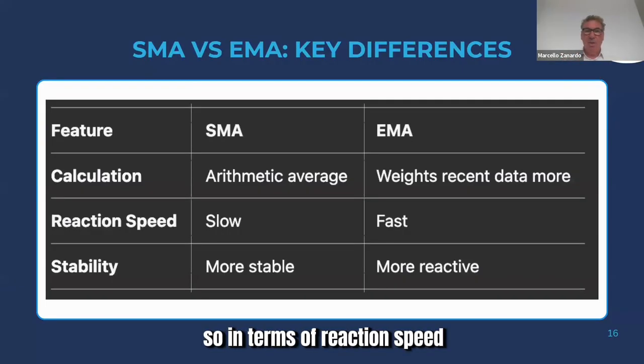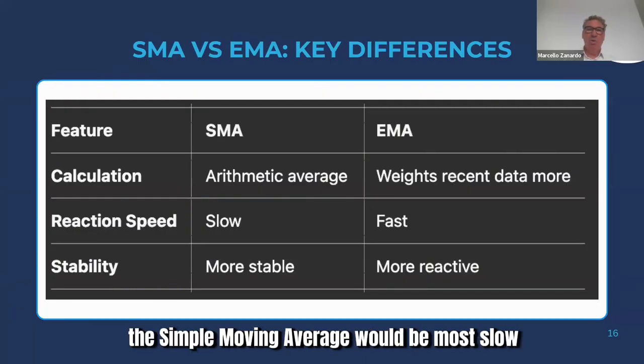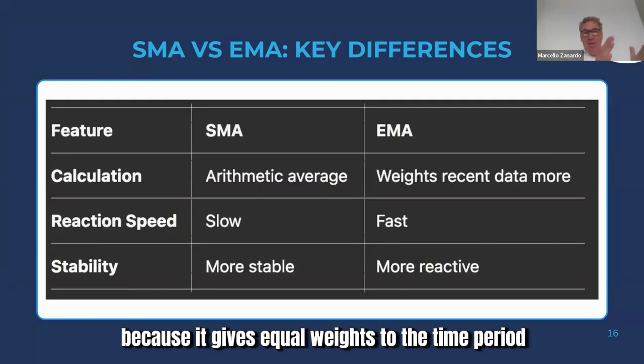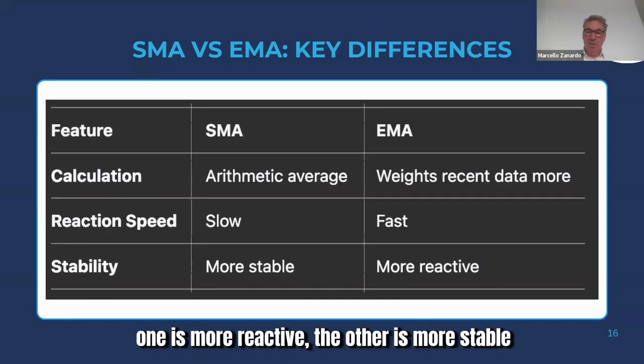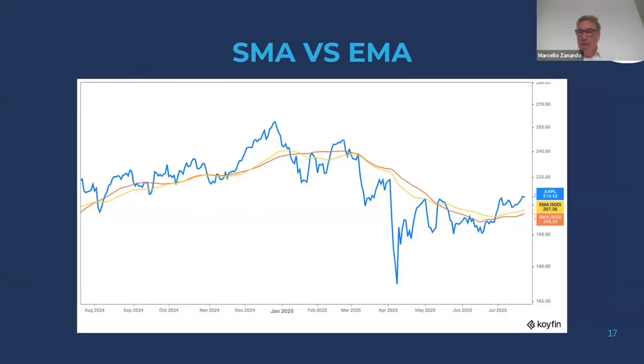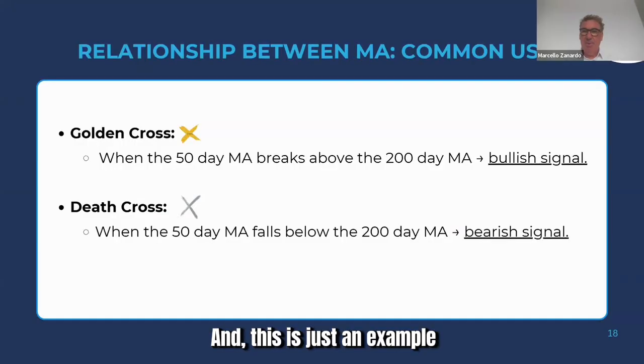So in terms of reaction speed, the simple moving average will be slower because it gives equal weights to the time period, whereas the EMA would be faster. Obviously, you have pros and cons. One is more reactive, the other is more stable. And this is just an example.